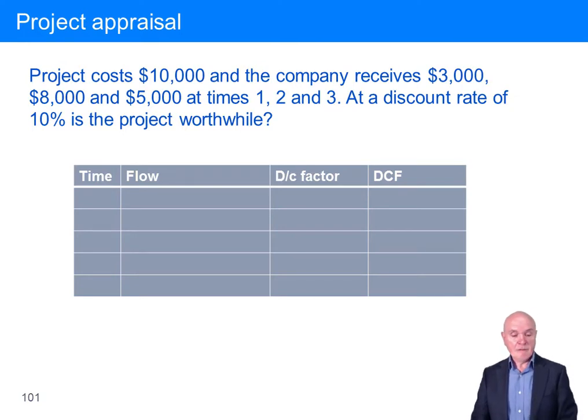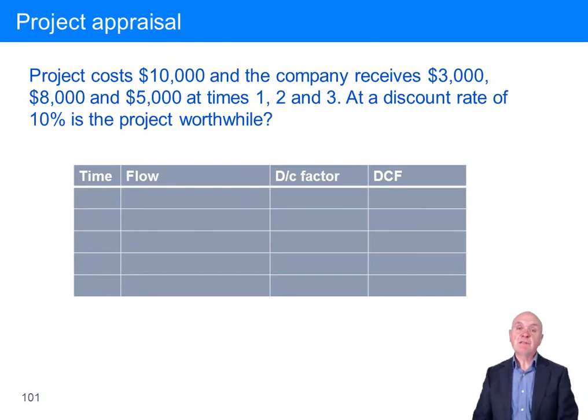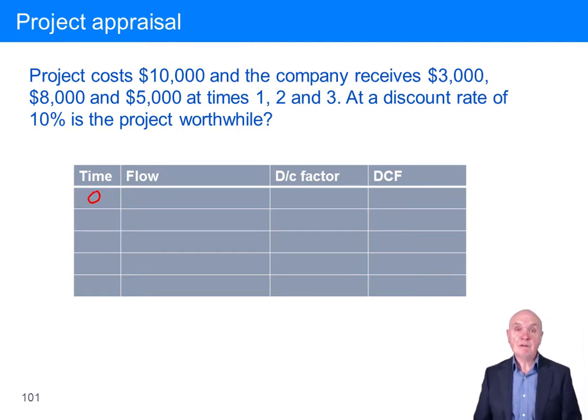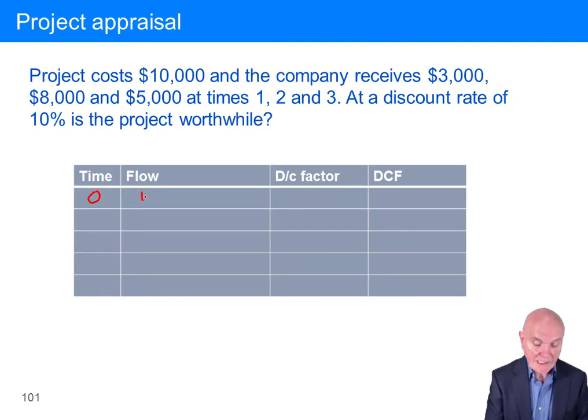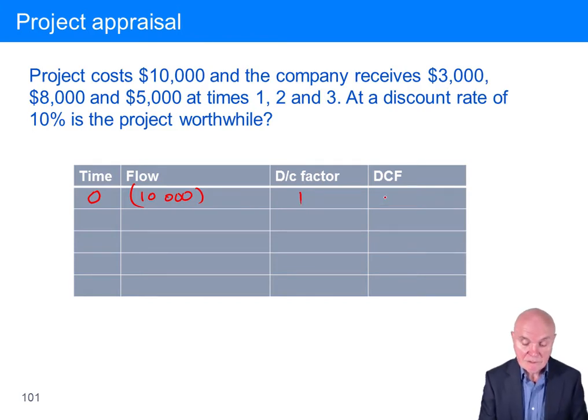So here's a typical little simple project. We want to work out, is it a worthwhile project? Using something called the present value, or the net present value. So you simply set out the flows to start with. A project costs 10,000, and usually that's going to be now. Now is shown by time 0, and it's a flow going out, so it'll normally be put in brackets, and the discount factor is 1 because it's going out now, it's already in present value terms, so the discounted cash flow is simply 10,000 going out.